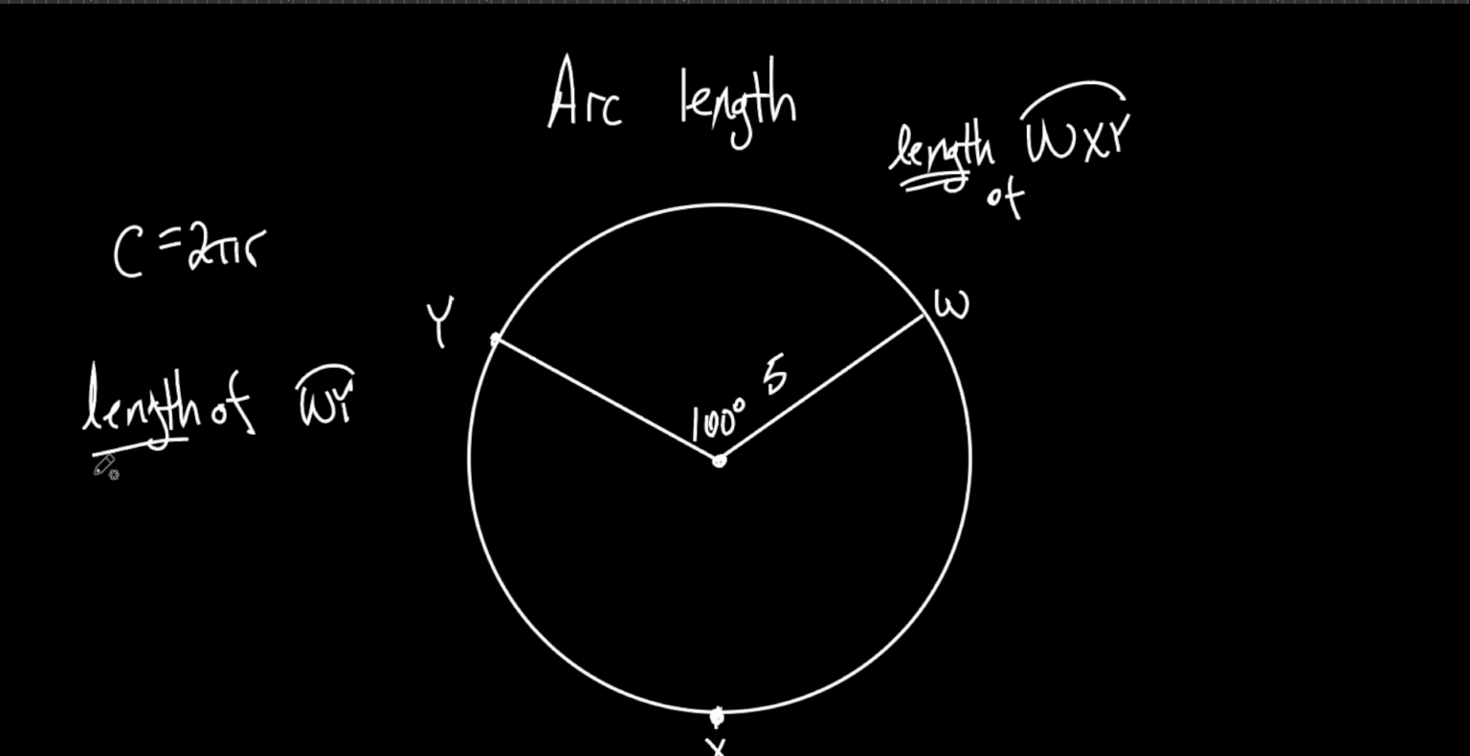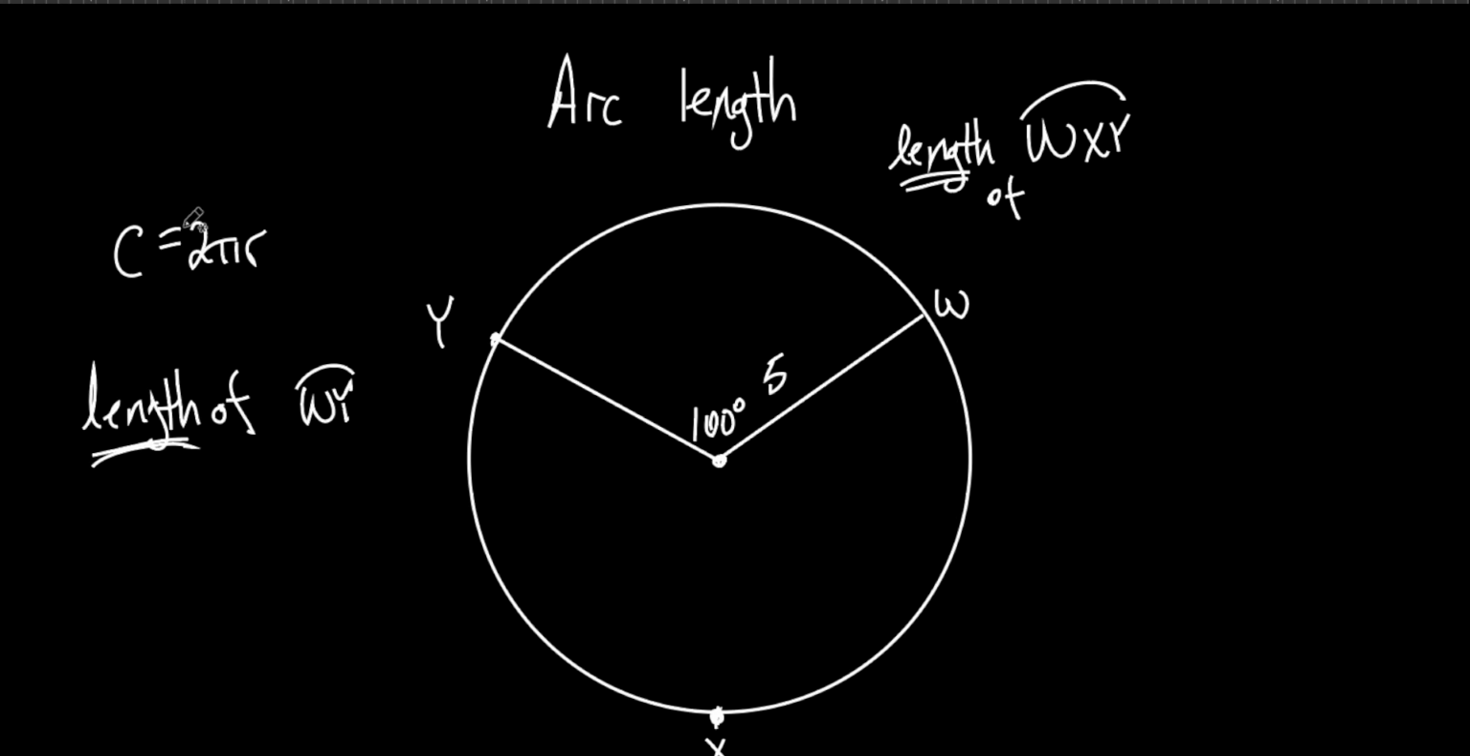I'm not finding the measure of the arc. The measure of the arc would be 100 degrees. I'm finding the length of it. So if I took a string and I started it here and wrapped it around to here, stretched it out, measured the string, how long would that piece of string be? That's the difference, okay? Now, I'm not finding the length of the whole entire circle. This would be the whole entire circle, 2 pi r, correct?